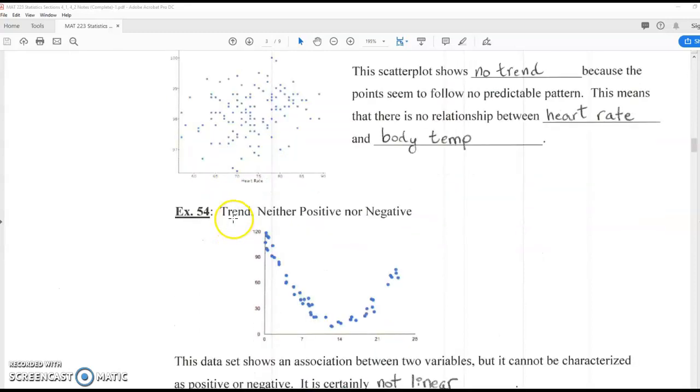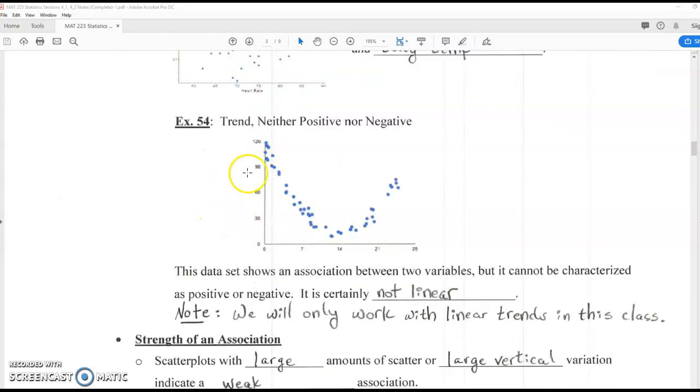There are other times where we will also see that there is a trend, but notice that it's not linear, because if I tried to draw something through this that fit the middle, it wouldn't really be a line. You might think of representing that with a parabola or something like that. This data set shows an association between two variables. There is some relationship going on, but it cannot be characterized as positive or negative, and it's certainly not linear.